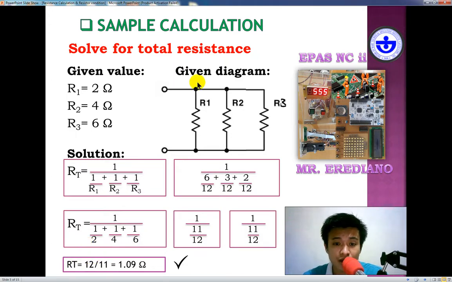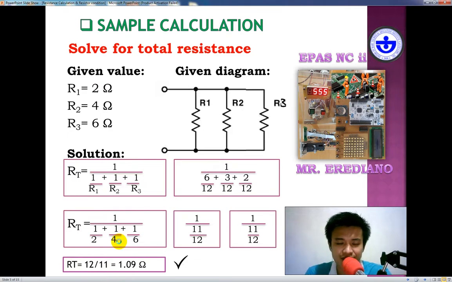Now, you look at here, this is our circuit. The smallest value in here is R1, which is 2 ohms, and our total resistance in here is equal to 1.09. So this verifies that the total resistance of a parallel connection is lesser than the smallest value, because the smallest value here is 2 and this is lesser than that, and that is correct. So the description itself there is correct.